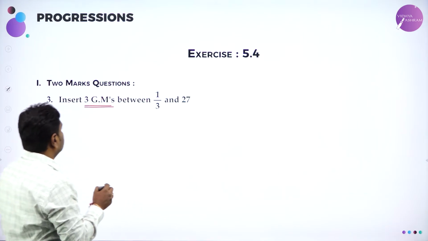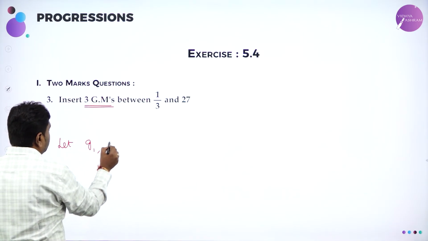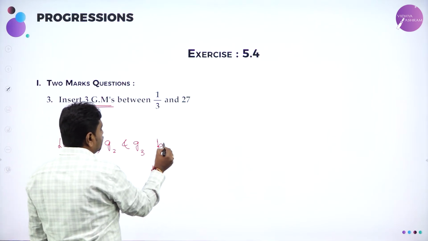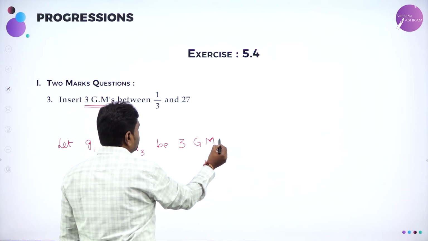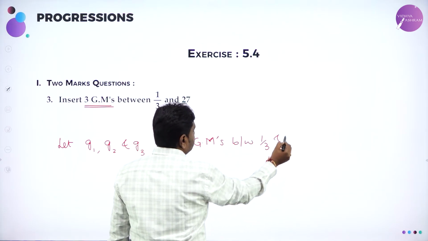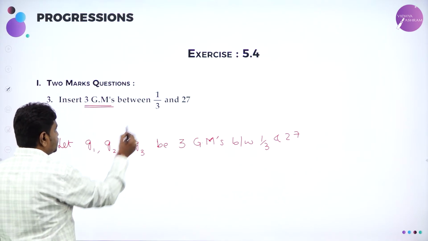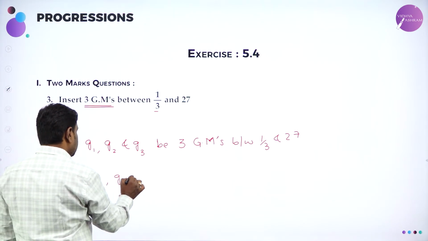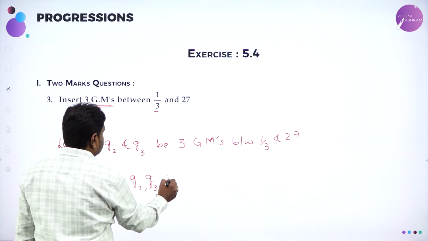Coming to this, now let G1, G2 and G3 be 3 geometric means, GMs between 1 by 3 and 27. This is our first assumption. Now I'll write them in the sequence. First I'll write the first term. What is the first term given? 1 by 3. Then I'll write the second term G1, then G2, then G3. This we should insert. Then the last number is given.